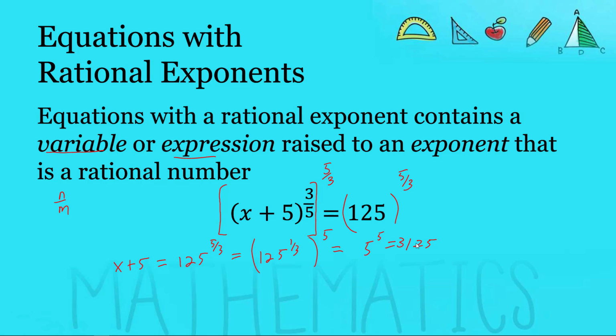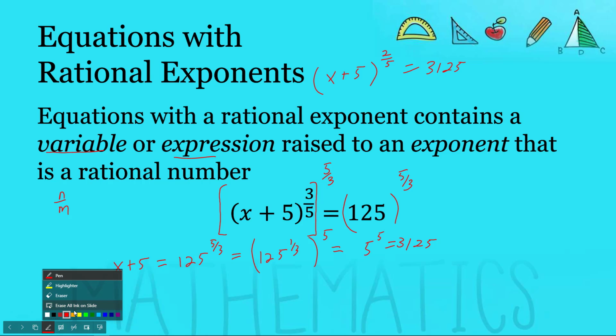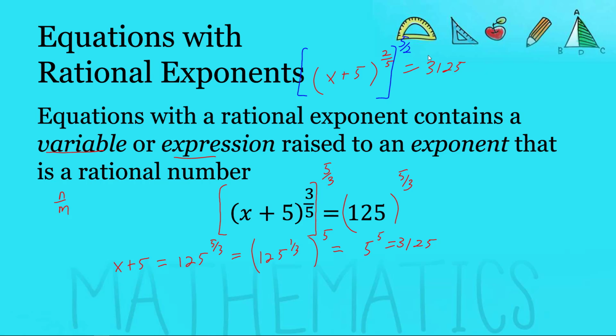Okay, so that's pretty much how it's done. There's only one caveat, only one thing that you need to be concerned about. Let's suppose you had something like x plus 5 to the 2/5 power is equal to, say, 25. Oh, maybe 3125. Now to evaluate this one, you are going to once again raise the entire equation to the reciprocal of that exponent, which should be 5/2. And this would be raised to the 5/2. But notice here that your denominator is even.